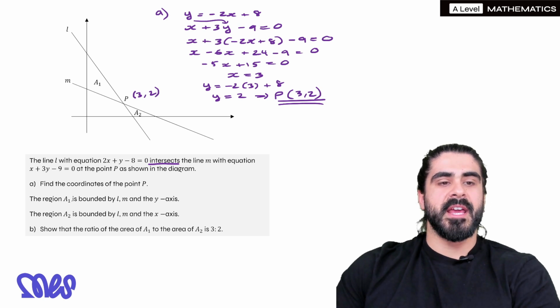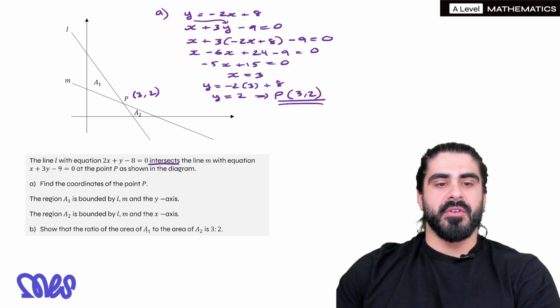It then says the region A1 is bounded by L, M, and the y-axis. So it's just saying there's 3 boundaries around A1. You have L on the top, you have M on the bottom, and you have the y-axis. A2 is bounded by these 3 lines. Show that the ratio of the area of A1 to the area of A2 is 3 to 2.